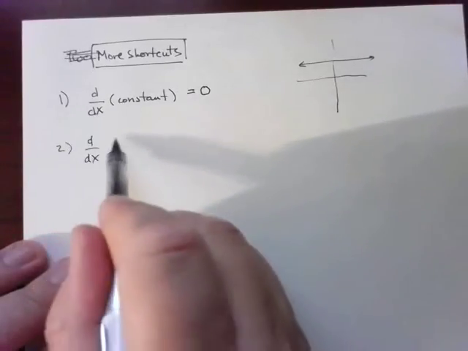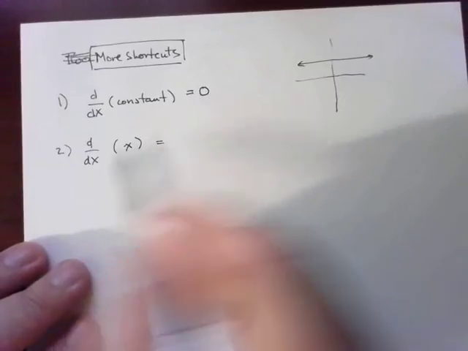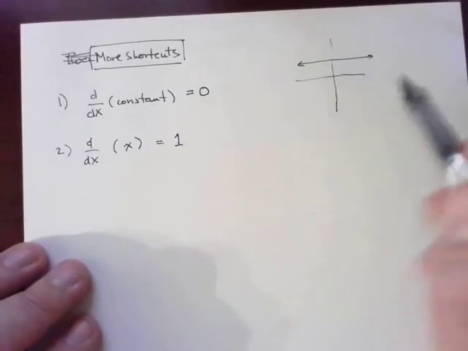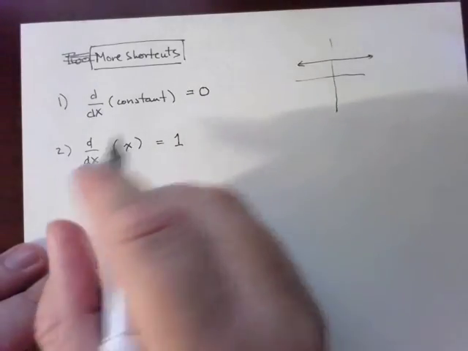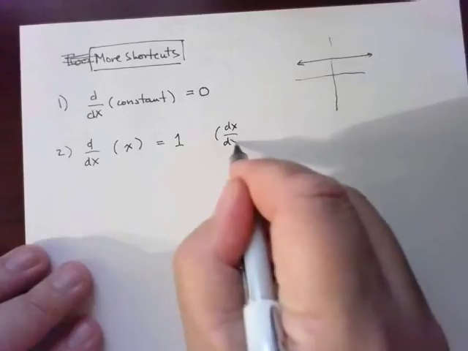Next, worth mentioning, even though it follows from the power rule, the derivative of x itself, of course, is 1. This is just dx dx, which of course is 1.